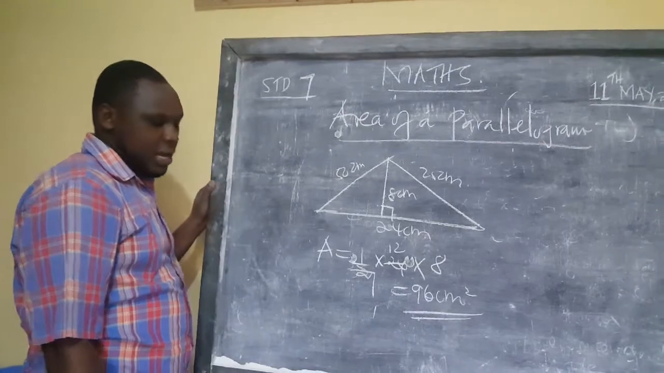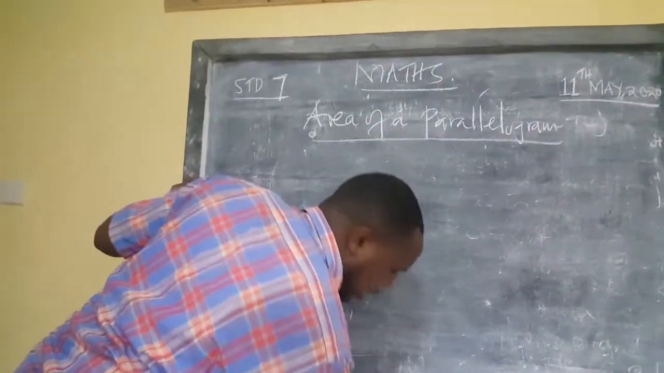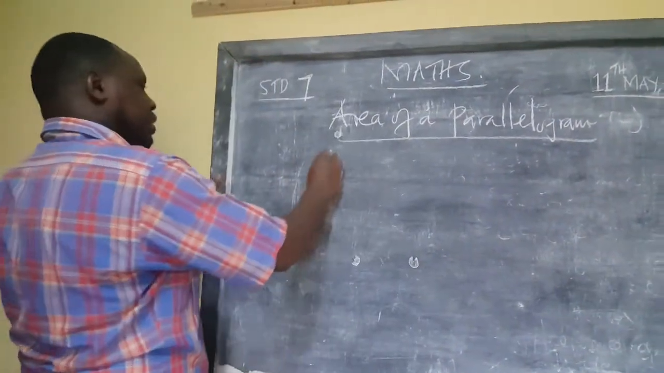So that's where we are. The last type of triangle you can be asked to get the area of is when you have something like this.